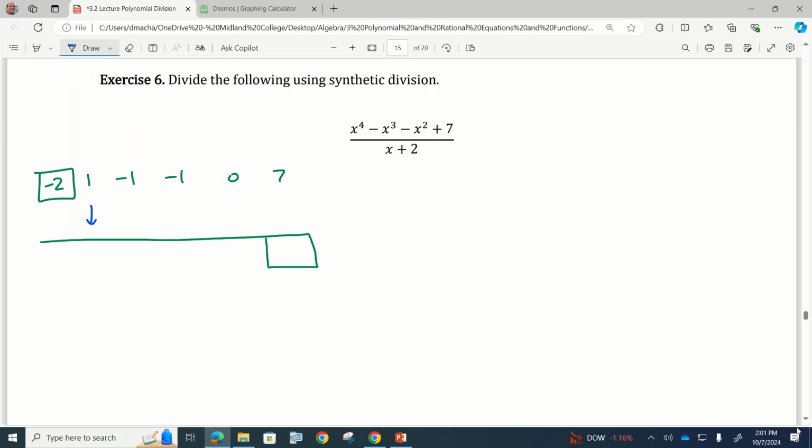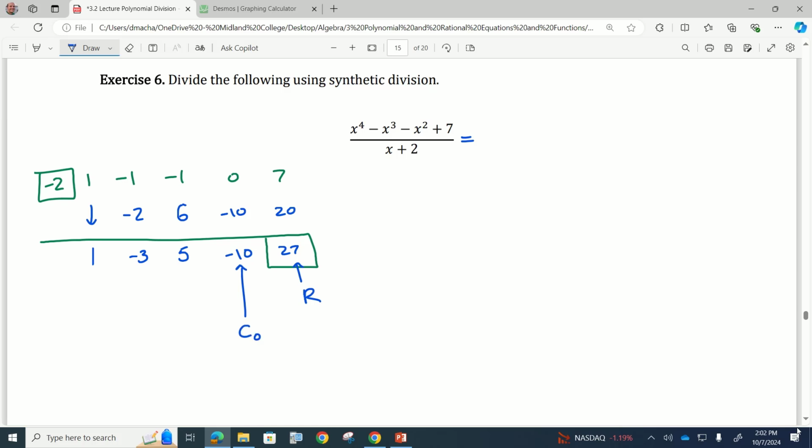I just have to bring down the 1. 1 times -2 is -2. Plus -1 is -3. Times -2 is +6. Plus -1 is 5. Times -2 is -10, plus 0 is -10, times -2 is +20, plus 7 is 27. And 27 is my remainder.